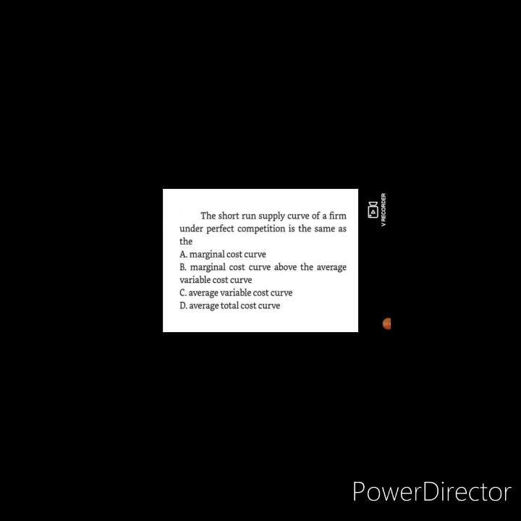The next question is, which one of the following is true for demand side vicious circle of poverty? The answer is A, because when we have low income, then low demand, then low investment, capital deficiency, low productivity and low income.